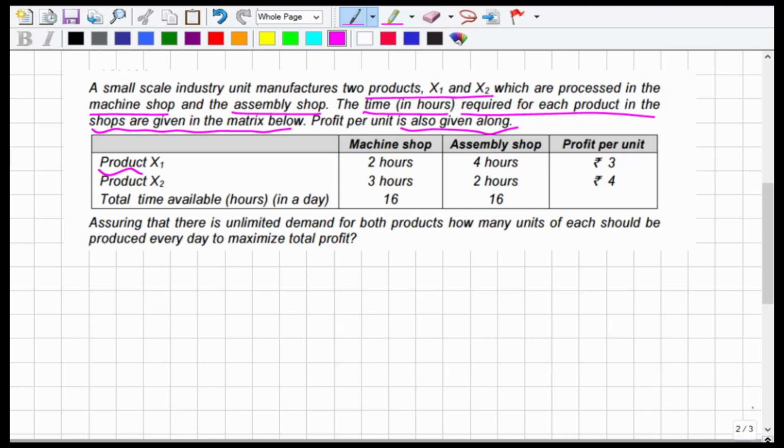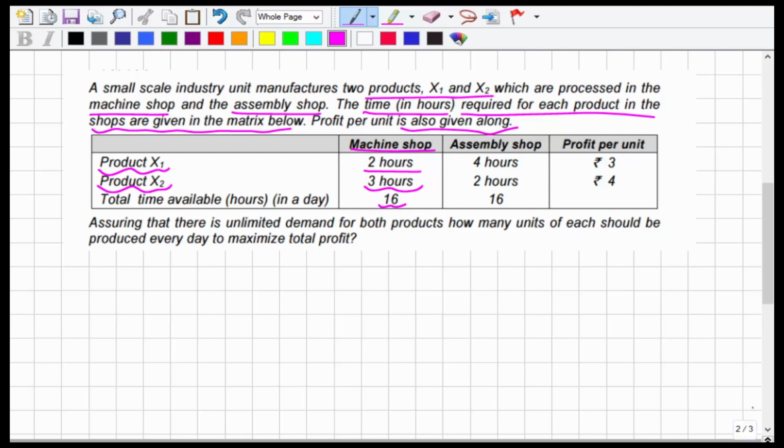So for product X1 in the machine shop, that is, for producing 1 unit of product X1, 2 hours is required. For producing 1 unit of product X2, 3 hours are required. But this machine shop will be available only for 16 hours. So if you are going to produce 1 unit of product X1 and 1 unit of product X2, already 5 hours is gone. But the available time in a day is only 16 hours.